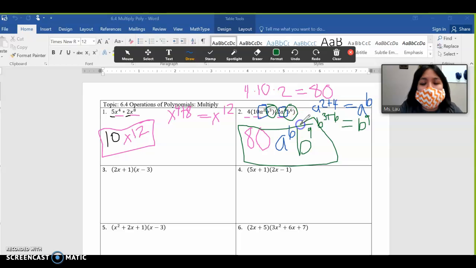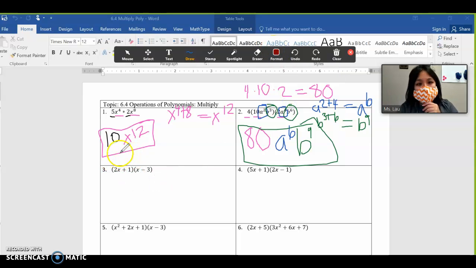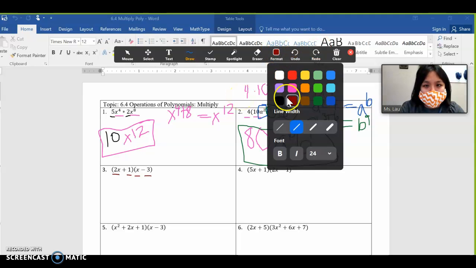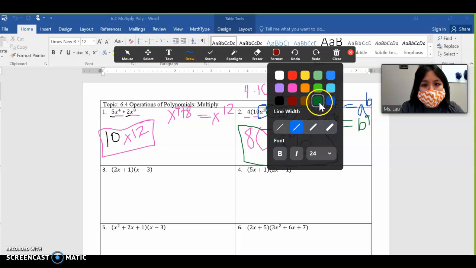Okay, so those two should have been pretty easy because that's stuff we did last week. Now it's going to get a little bit more interesting because we are multiplying polynomials. So there's 2 terms, 1, 2, times another polynomial that is 2 terms, 1, 2. So we're going to multiply them similar to how we multiplied complex numbers. We're just going to distribute twice. And most of you have done this in Algebra 1 and in geometry.